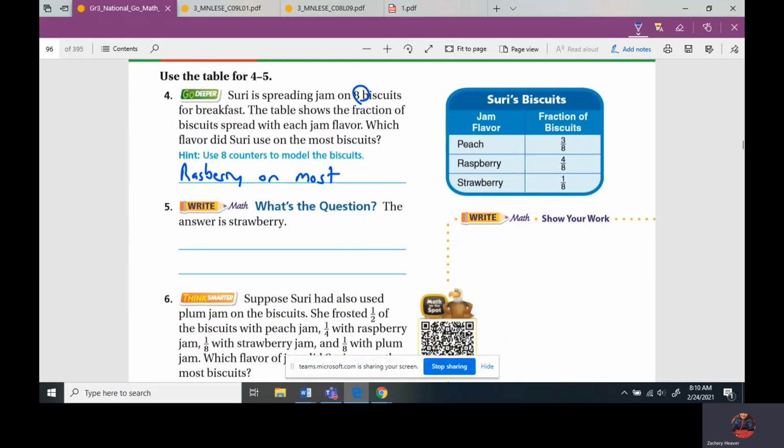Which jam was the least? She only put 1 out of 8, 1/8. So there's 8 biscuits, only one of them has strawberry. And that's the question it wants to know. Answer: strawberry. That's what jam was the least.